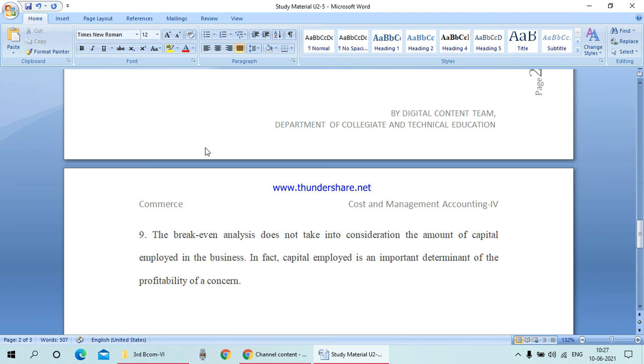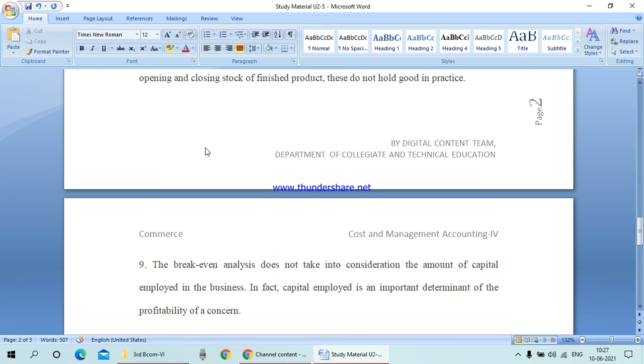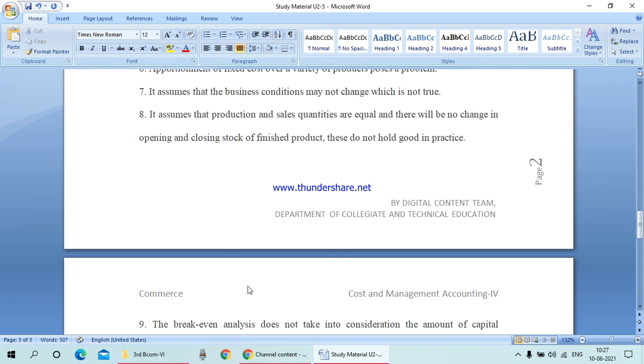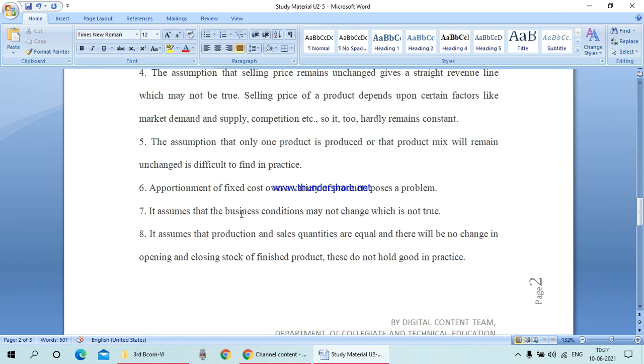Then, break-even analysis does not take into consideration the amount of capital employed in the business. In fact, capital employed is an important determinant of the profitability of a concern. All these are the limitations of break-even analysis.